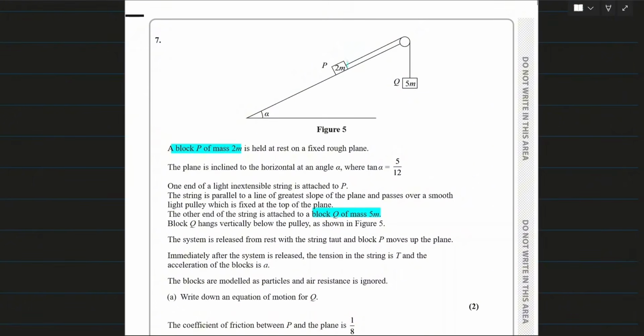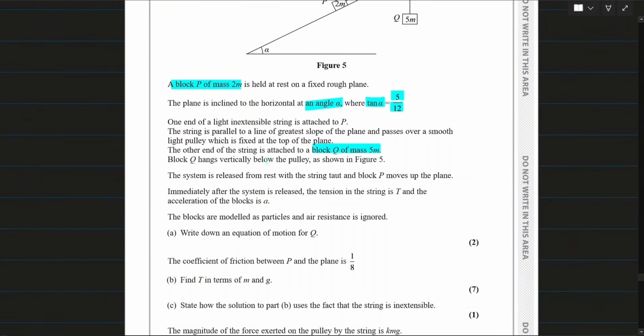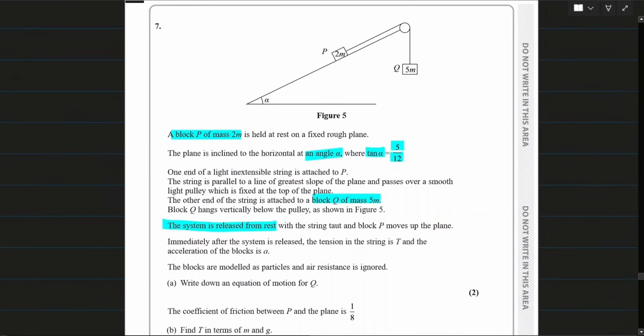We see that block P rests on an inclined plane, and that inclined plane is inclined at an angle of alpha, where tan alpha is equal to 5 by 12. From the question we see that the system is released from rest, and block P moves up the plane. When the system is released, block P moves up the plane and block Q falls downwards.